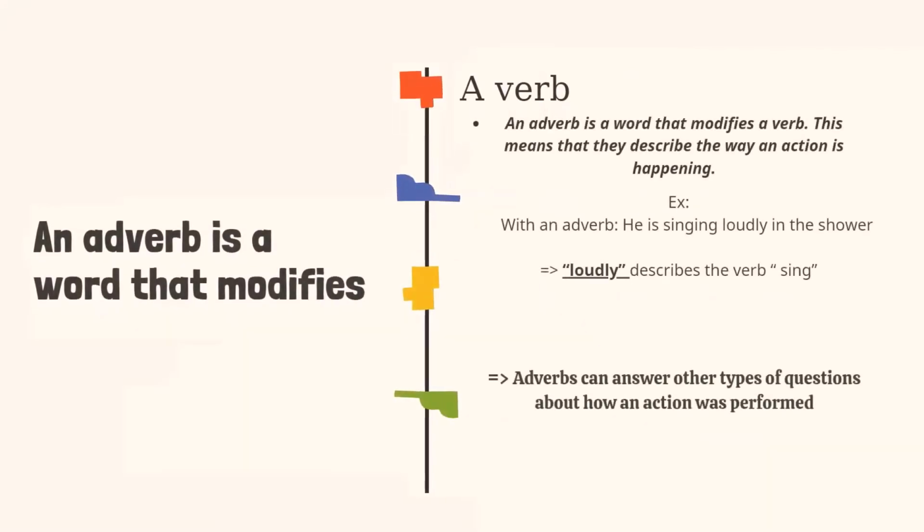Đầu tiên thì trạng từ bổ nghĩa cho động từ, nó có nghĩa là nó diễn tả những hành động đang xảy ra, như trong ví dụ đầu tiên he is singing loudly in the shower, loudly đang diễn tả cho động từ sing. Và trạng từ cũng có thể trả lời cho các loại câu hỏi về những hành động đó đã xảy ra như thế nào.